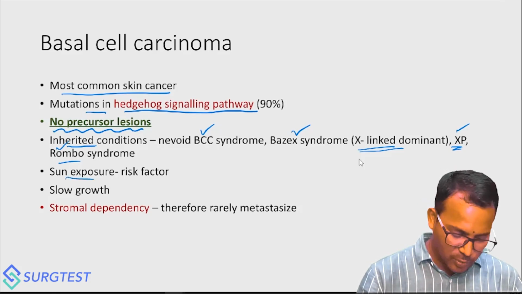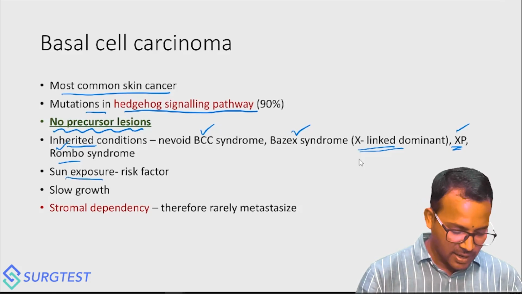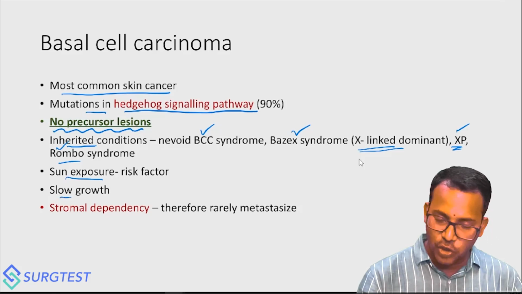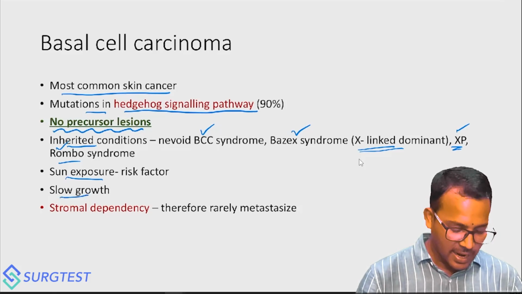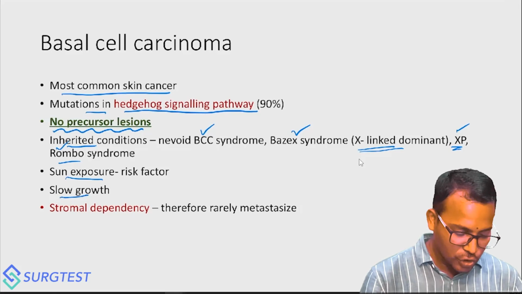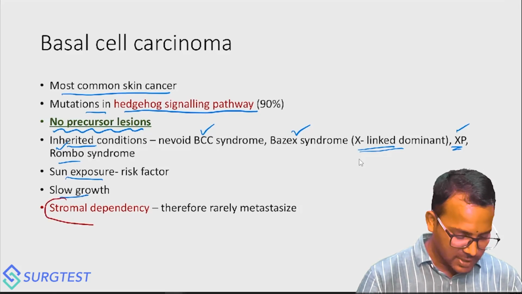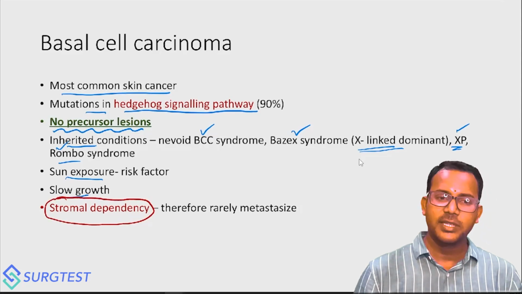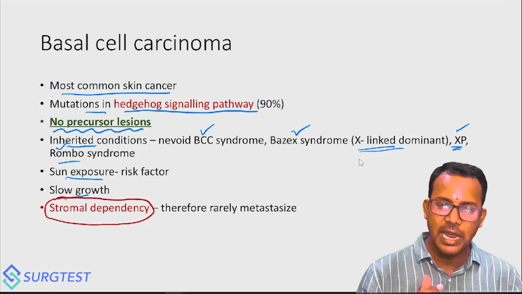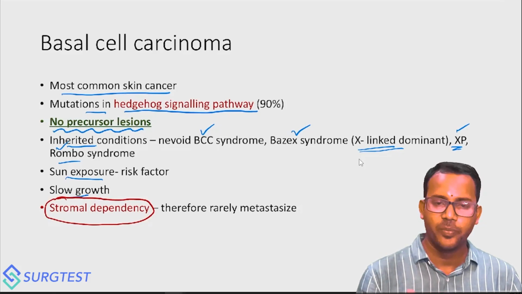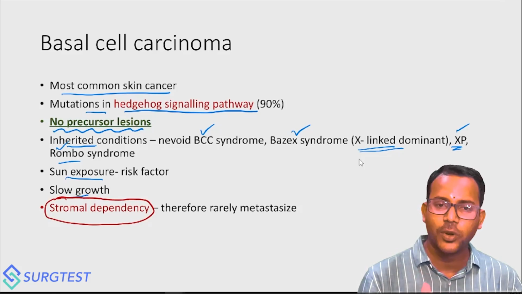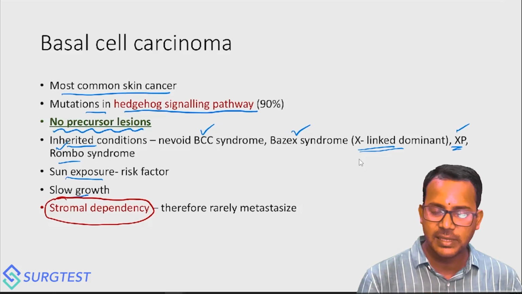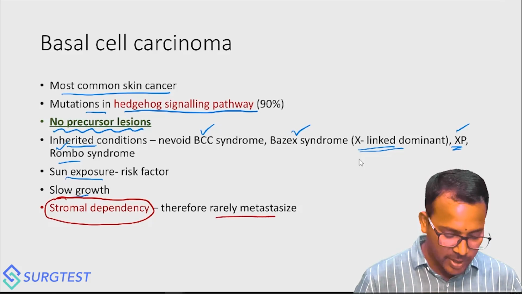Sun exposure, yes, is a risk factor, and usually these basal cell carcinomas are very slow growing tumors, and they have something called stromal dependency. This is one important point that I have to stress upon: stromal dependency. These basal cell carcinomas thrive upon the stroma. The stroma actually supports these basal cells. That is the reason they rarely metastasize.